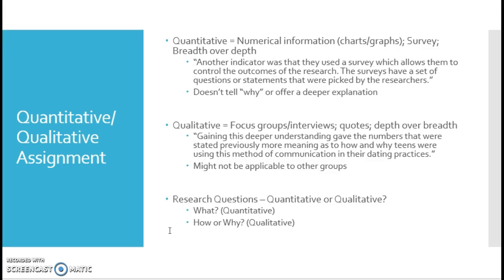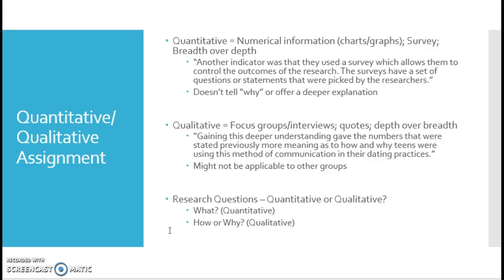But also some of the people pointed out as one of the drawbacks of this is it doesn't give us a sort of deeper explanation. So it can tell us broadly what people said, but it can't tell us sort of why they said that. When identifying the qualitative study, people noted that they were focus groups and interviews rather than surveys, that the evidence used was not numerical data but quotes from the interviews themselves.